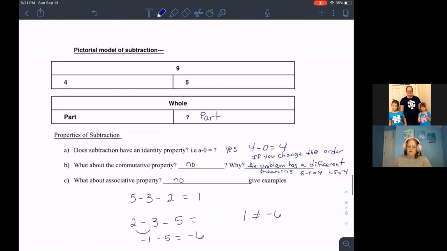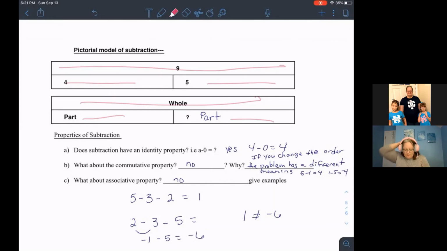All right, so then we have the pictorial model of subtraction. I think what this is showing is 9 is the total and it's being broken apart by 4 and 5. So you've got the whole and then part and part. So, properties of subtraction. Does subtraction have an identity property? I said yes because, like, say you have 4 minus 0 is 4. So the 0, that specific number, doesn't change the value of the first number. Just like when we were adding, like 10 plus 0, it's still 10.